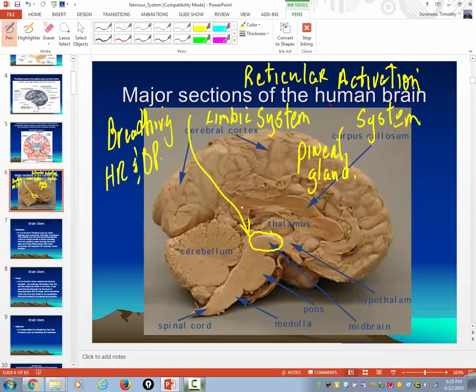Tell me you got that. You also have an area of the brain called the amygdala. The amygdala is where you learn stuff. You remember stuff. Tell me you got that. And then there's another part of the limbic system called the hippocampus. And the hippocampus takes short-term memory and then sends it out to different parts of the brain to establish it as long-term memory.